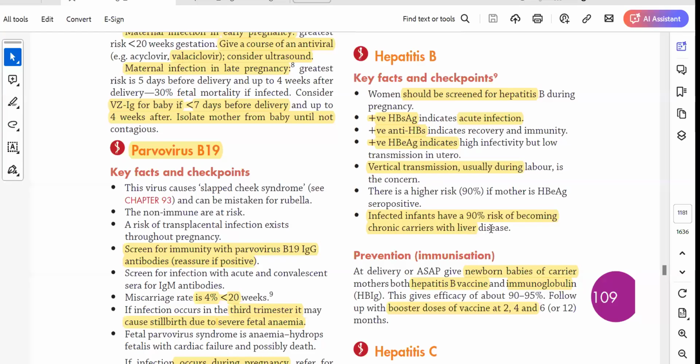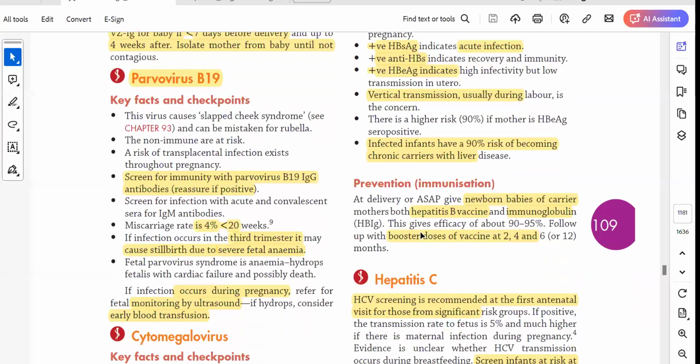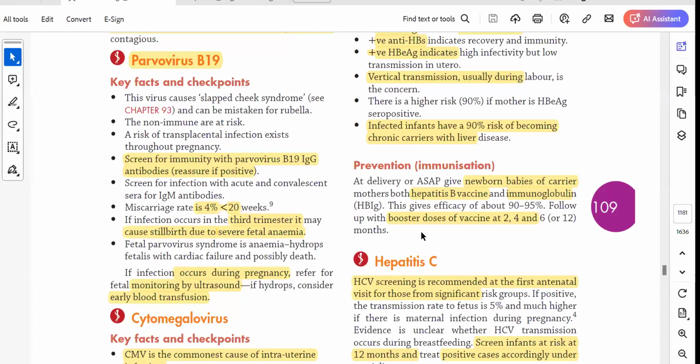So an infected infant has a 90% risk of becoming a chronic carrier. That's why if the mother is diagnosed to have acute hepatitis B, every child will get a hepatitis B vaccine and hepatitis B immunoglobulin after birth. Okay, so that comes in the exam. So if the mother is a carrier of hepatitis B, then the child will get hepatitis B vaccine and immunoglobulin immediately after delivery.